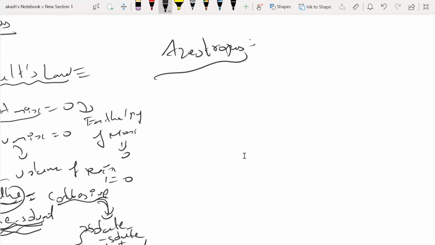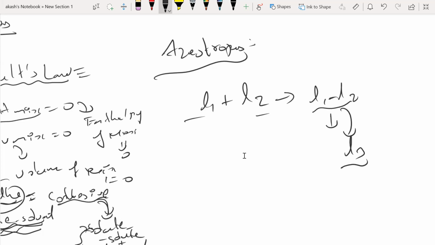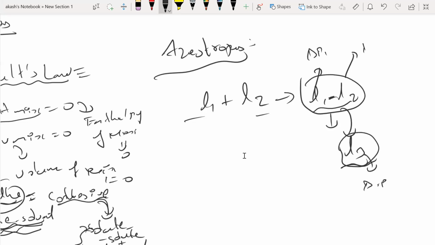Now what you have to understand is, say I have liquid one and liquid two, separate. When I mix these two, I expect L1 and L2 to have solute-solvent kind of interaction. But in azeotropes, this becomes an entirely different system. It behaves as if it is another liquid, L3. L1 and L2 should be solute and solvent, but no, this acts as if it's a separate liquid again. If it were L1 and L2, they would have boiling points BP1 and BP2. But since it behaves as a single liquid component, it will have one constant boiling point.